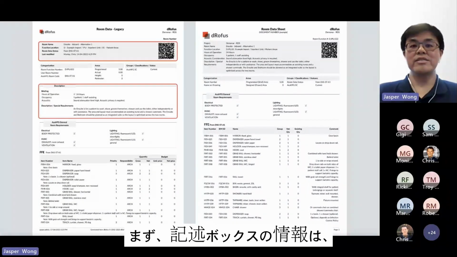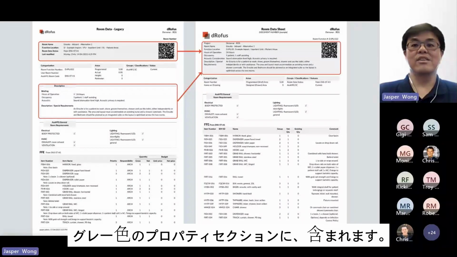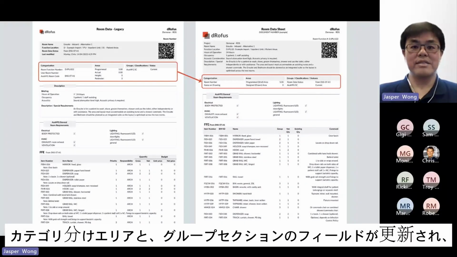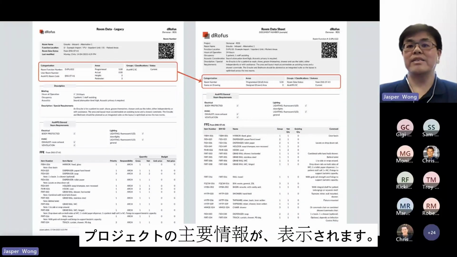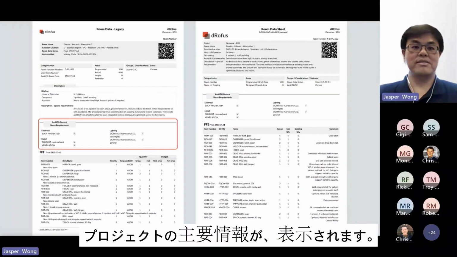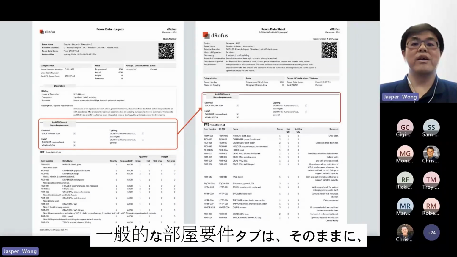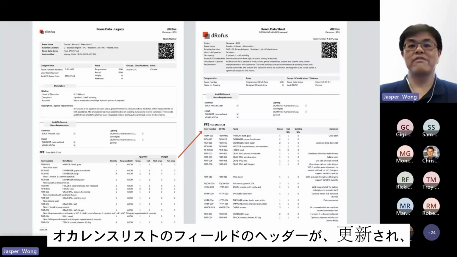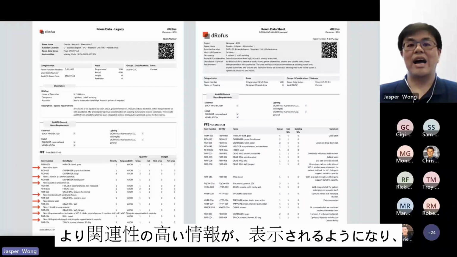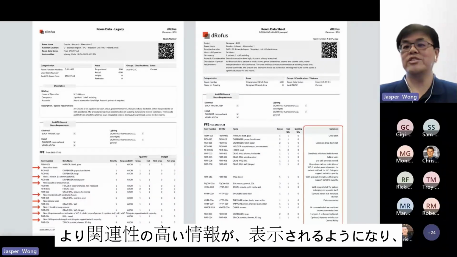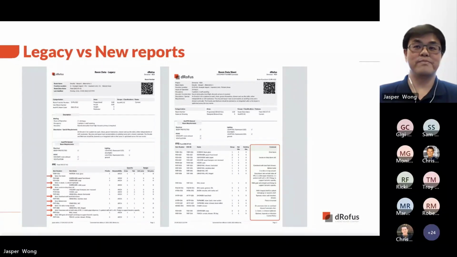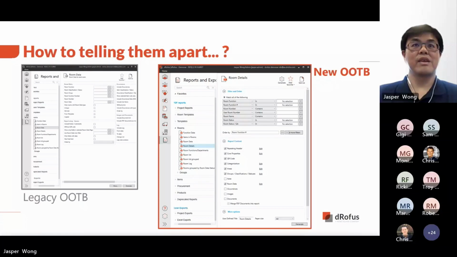Firstly, the information in the description box is included in the gray properties section. The fields in the categorization areas and group sections are updated to show key information for the project. The general room requirements tab is retained, and the headers of the occurrence list fields are updated to show more relevant information, and the notes are now in a column of their own.